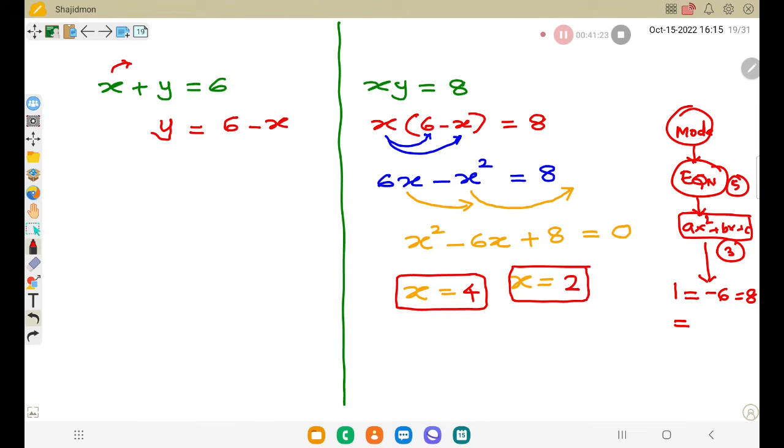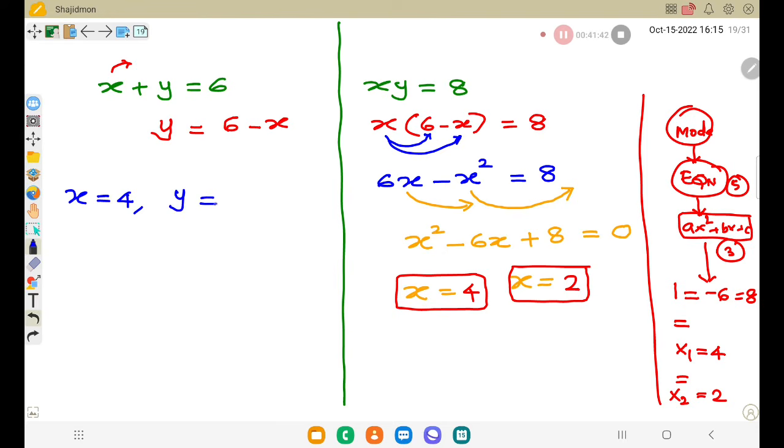I hope you understood that one. x1 equal to 4, then press equal, x2 equal to 2, like this. So we got the x numbers. What are the x numbers? 4 and 2. Now when x equal to 4, calculate what is the y number. When x equal to 2, calculate what is the y number.